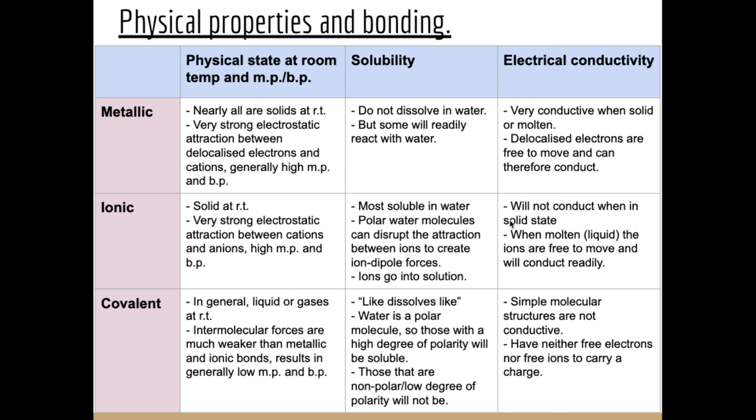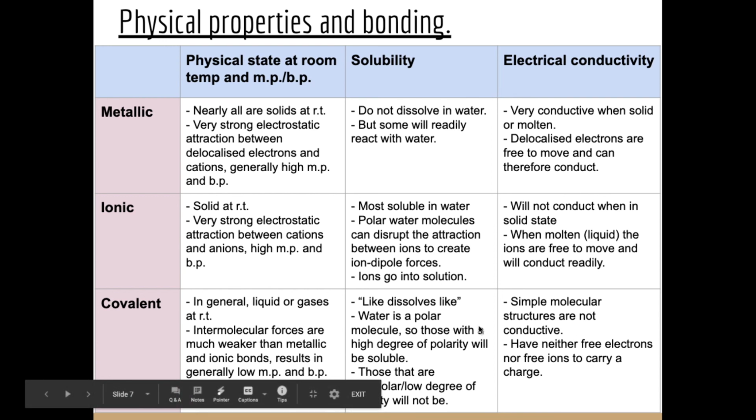Our ionic substances can't conduct when they're in the solid state, but they can when they're in the liquid or molten state, because the ions can move and can conduct a charge when they are in the molten state, but not in the solid state. They are fixed in place in that three-dimensional lattice. Finally, our covalent simple molecular structures are not conductive. They have neither free electrons nor free ions to carry a charge.